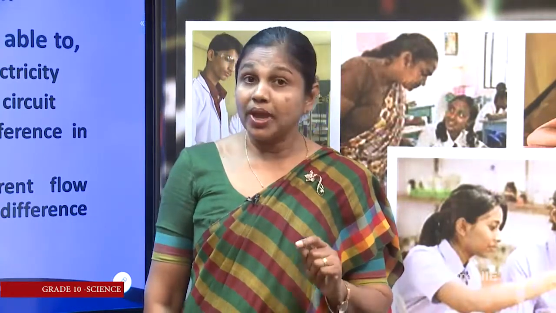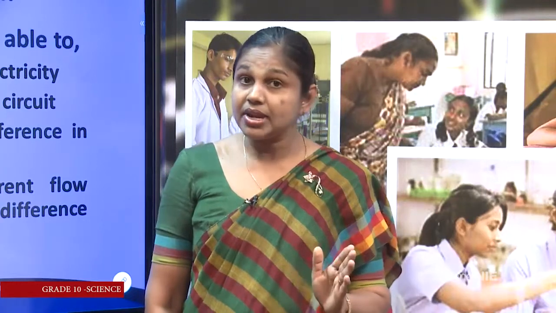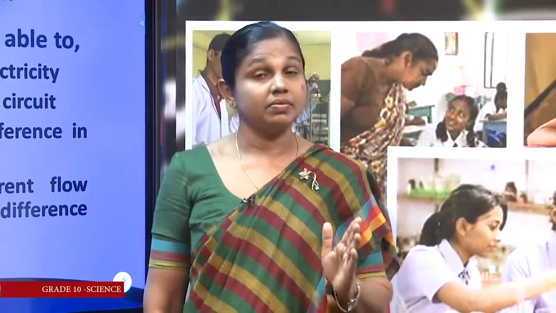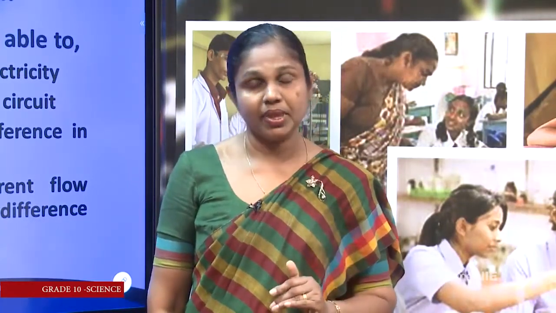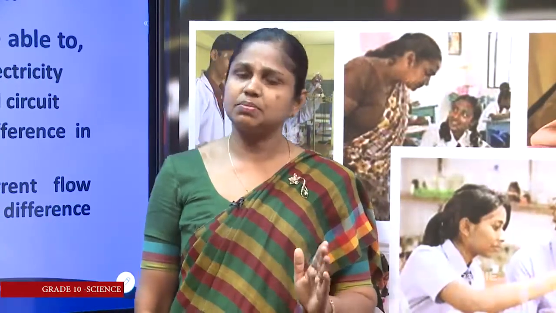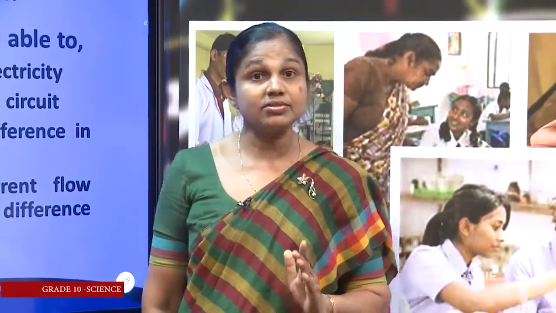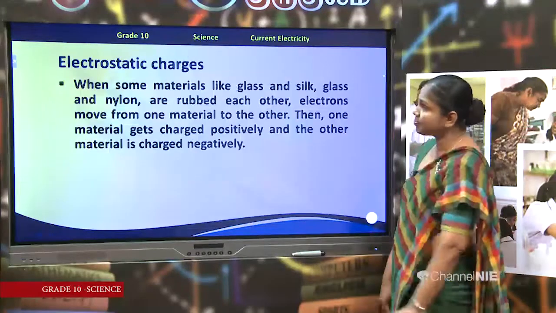Because when the materials are rubbed against each other, electrons are exchanged among them. Because of that, these objects or materials are charged. These charges collected on these materials are called electrostatic charges. Right. Now look here.